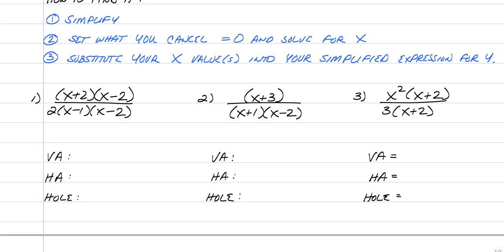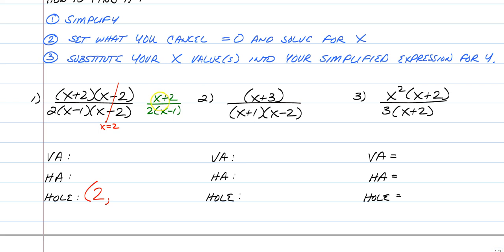So the first example here, we can see what we would cancel is x minus 2. And if we were to set that equal to 0, we get x equals 2. So that's going to be our hole. What we cancel is set equal to 0, and we solve, and we get x equals 2. But we also have to write this in its simplified form. So we would be left with x plus 2 over 2 times x minus 1. Now, to find our hole after we get 2, we have to substitute that back into this simplified equation.